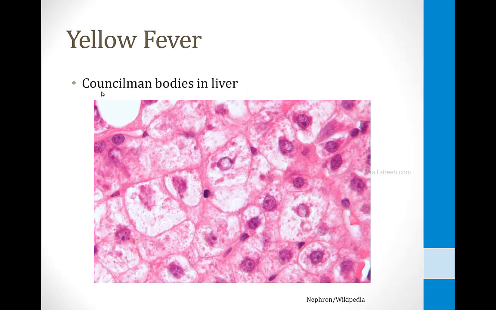There is a characteristic pathologic finding in the liver of patients who have yellow fever. It's called a Councilman body. This is a picture of one right here. It's this pinkish eosinophilic inclusion seen in types of cells in the liver.